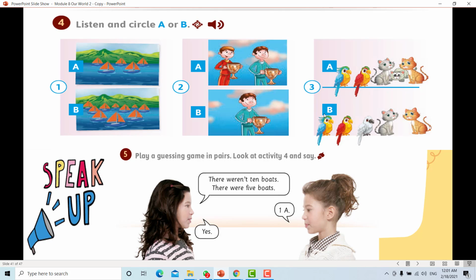It's picture B. Now look at these 2 girls. What can you see? What are they doing? They are talking together. They are playing a guessing game about activity 4. Say, there weren't 10 boats, there were 5 boats. There wasn't one winner, there were 2 winners. There weren't 2 cats, there were 3 cats. There weren't 3 birds, there were 2 birds, and so on.